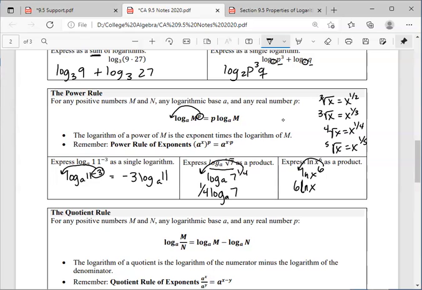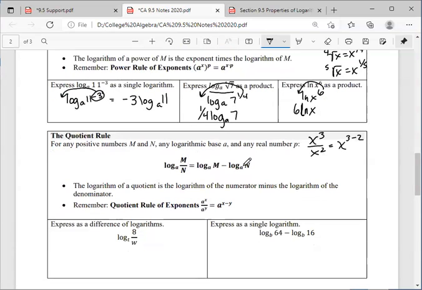The power rule just says if you have anything raised to a power, you can move that power in the front of the log. If I had x to the third over x squared, then we're dividing, and we said subtract, right? If you're dividing, then you could stretch it out by subtracting. If you're subtracting and you want to put it back together, you can divide. So on this one, we're dividing and they want us to express it as a difference. So that means they want us to stretch it back out and make it be a subtraction.